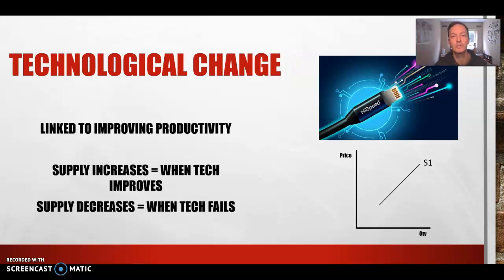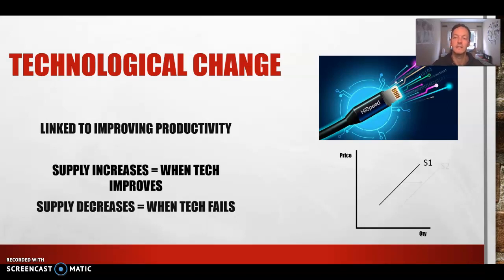Let's move on to technological change. Remember, this is closely linked to productivity. All right, so supply will increase when technology improves, supply will decrease when technology fails. We don't often go backwards in technology, so I want you to think of this as when technology fails. So if there was like a power outage, for example. But the example I'm going to use here is like faster internet. So if Australia were to get faster internet, what is the effect on supply? Pause the video and make your prediction.